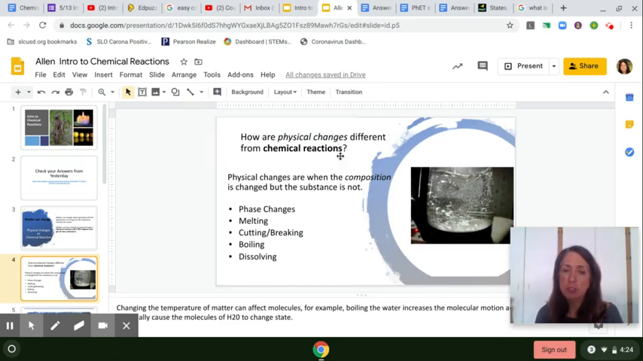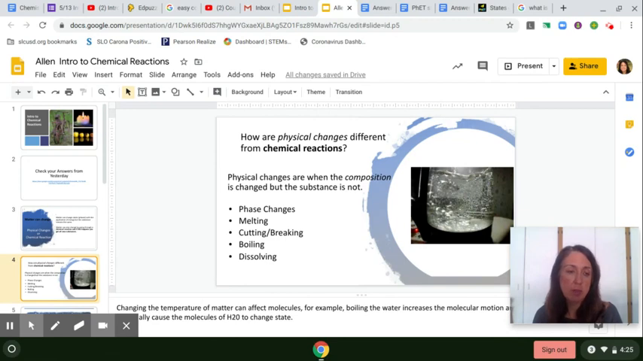How are physical changes different from chemical ones? Physical changes, like I said, are when the composition is changed, but not the substance. Examples are phase changes like melting or boiling, cutting or breaking something, and dissolving something. They're still what they were before, but they might just look different.